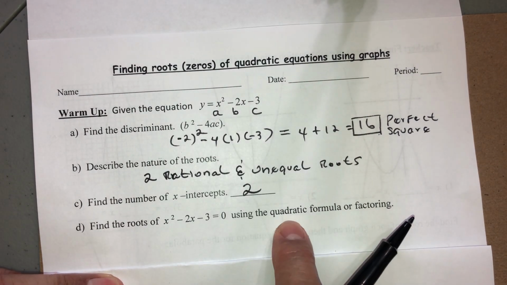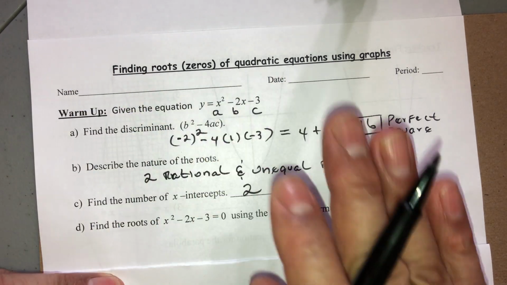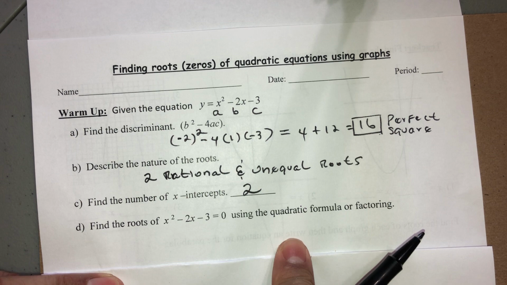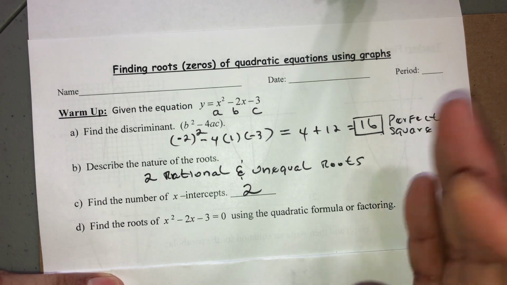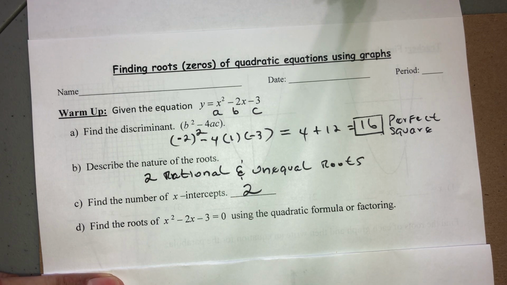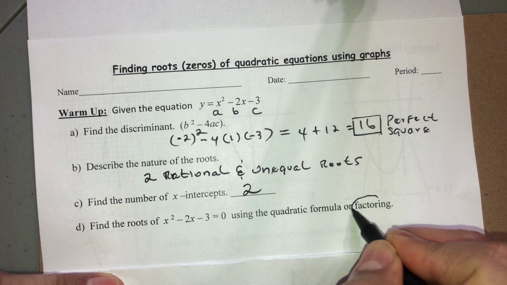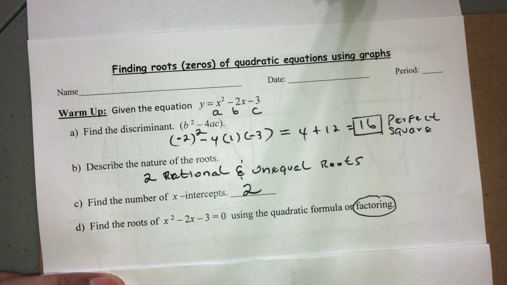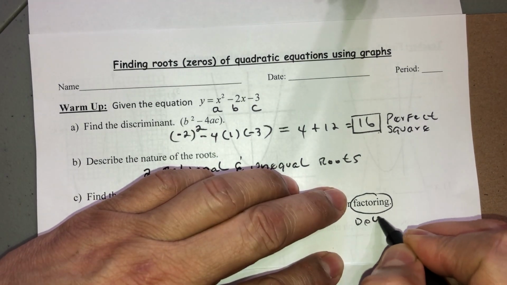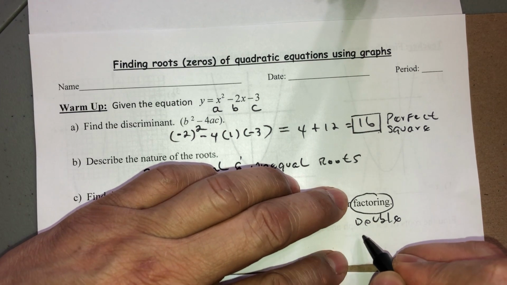Remember, quadratic formula works for everything. You can solve any quadratic function using quadratic formula. It could be an incomplete one, or it can be just a regular standard quadratic function. But now I'm going to use factoring because I know you're going to try that first. When we talk about factoring, we're talking about double. Remember I said double bubble?